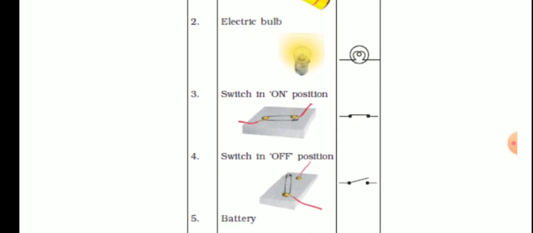In the fourth one, that is in off position, the current will not flow. Why? Because the path is not complete, and for the electric current to flow, the path needs to be complete. But in the third case, that is in on position, the current will flow completely. Why? Because it has a complete path to flow. Clear? So the third one is the switch on position, and the fourth one is the switch off position.